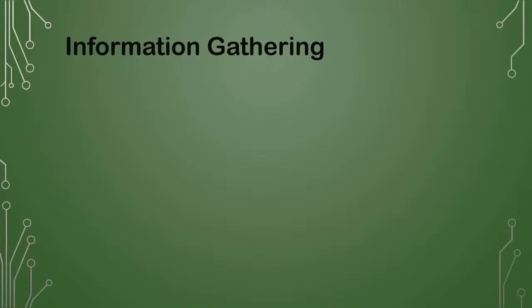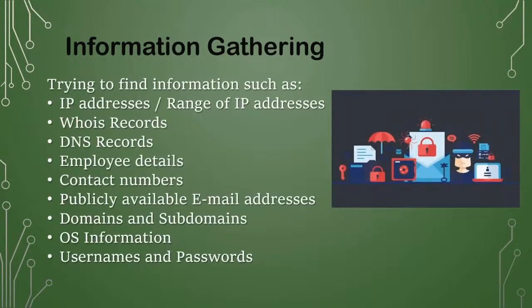The main question is, what kind of information are we talking about? We try to gather information such as the IP addresses or range of IPs used by the Wipro servers, then the WHOIS records to understand who is hosting Wipro's website, since when it has been hosted, when it was last updated, and when it will expire. Then the DNS records to understand what data is stored in the DNS servers, employee details such as contact numbers, email addresses, usernames and publicly leaked passwords, domain names and subdomains of Wipro.com, and operating systems. What OSs are they using in their organization?